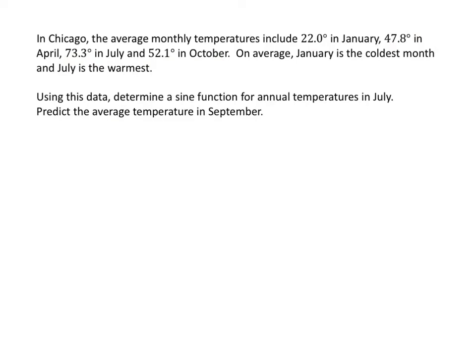So what I'll do is show you some of the steps that you need to do. First of all, we need to identify some coordinates. January is month 1, and its temperature is 22. April is month 4. Its temperature is 47.8. July is month 7, and that's 73.3. October is month 10, and we've got 52.1.